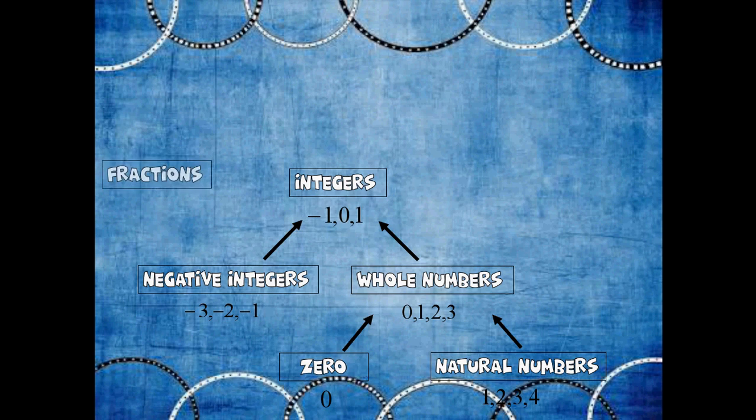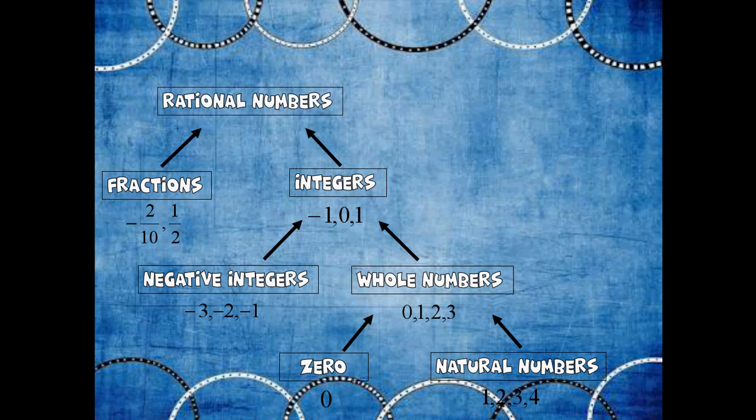Beside the integers is a fraction, and a fraction looks like this. It has a numerator and denominator, and the denominator must not equal 0. Integers and fractions belong to the class of rational numbers, and there it is. Rational numbers already existed. Rational numbers look like this, and it is a combination of all fractions, integers, negative integers, whole numbers, zero, and natural numbers.